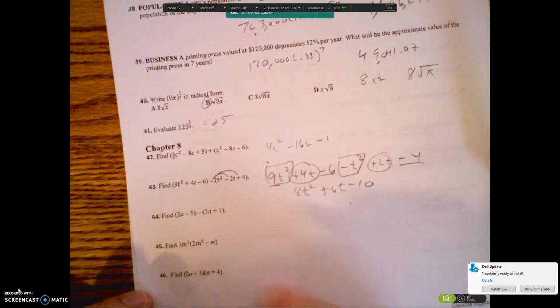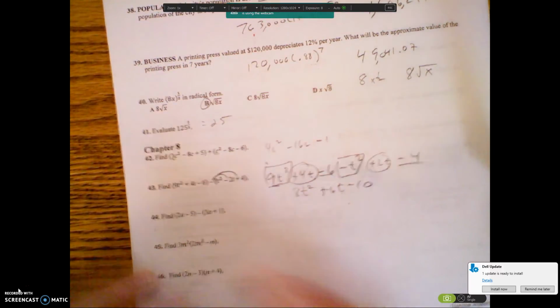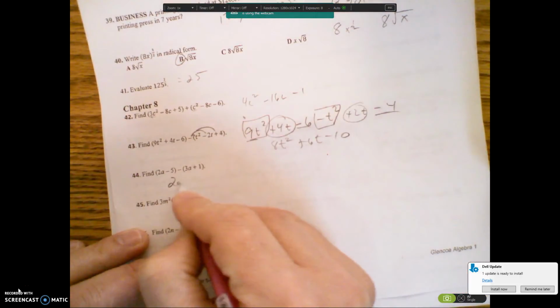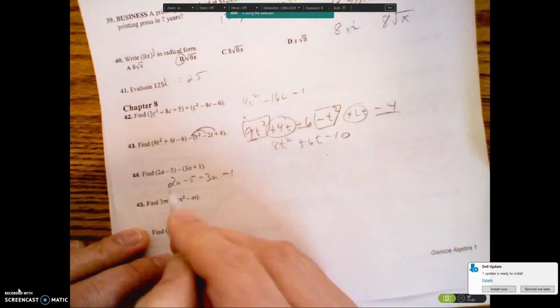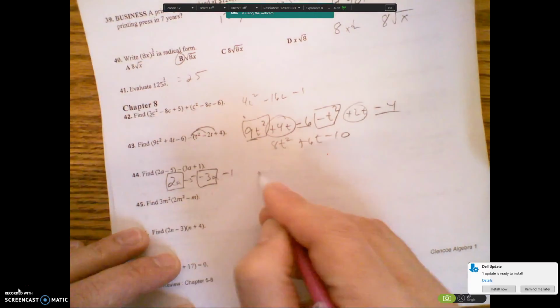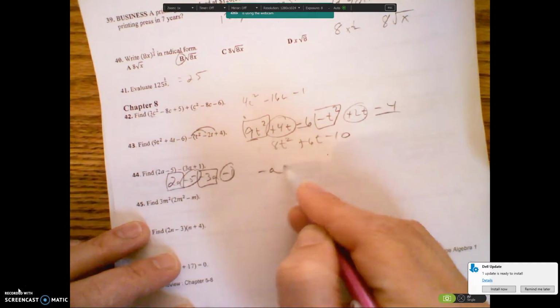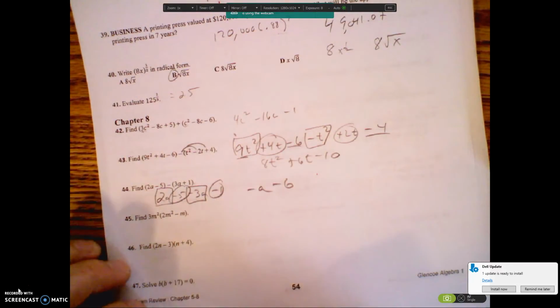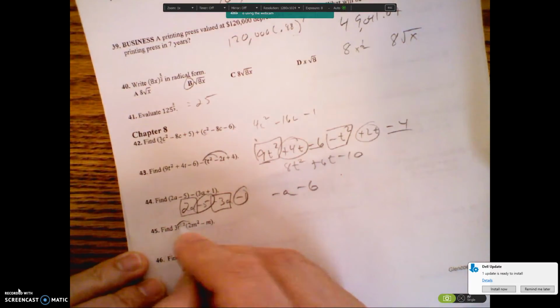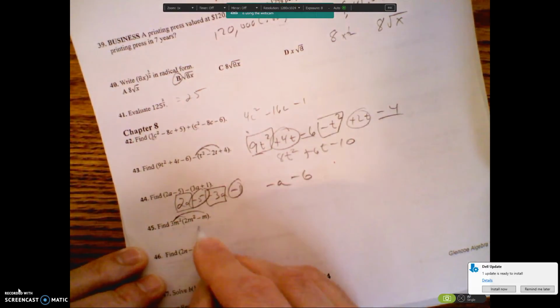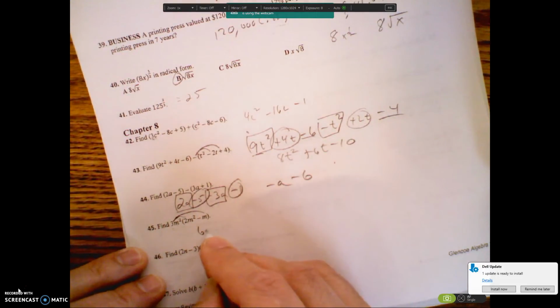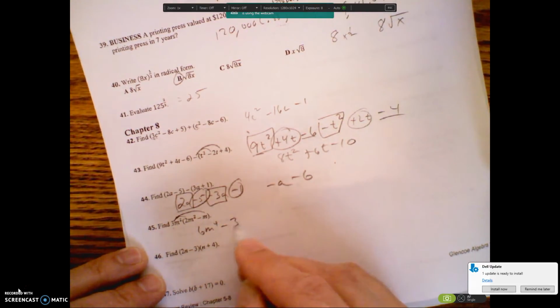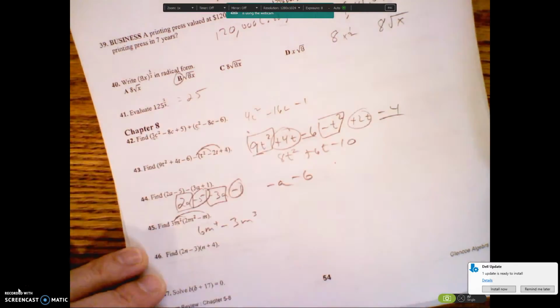All right. Same thing with 44. We are going to have to distribute that negative, so 2a minus 5 minus 3a minus 1. So 2a minus 3a is negative a, and negative 5 minus 1 is negative 6. Here it looks like we're just distributing. So 3 times 2 is 6. M squared times m to the second is m to the fourth, like bases add exponents. And then minus 3m to the third, m squared times m to the third.